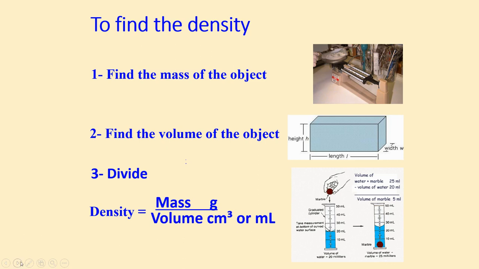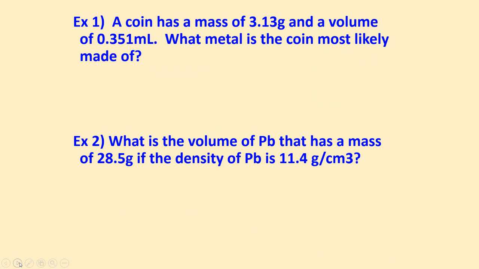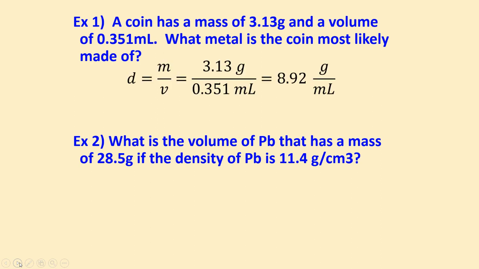Let's do a couple of examples. Our first example says a coin has a mass of 3.13 grams and a volume of 0.351 milliliters. What metal is the coin most likely made of? Well, since we have a mass and a volume, that's going to tell us that we need to calculate the density. So our formula for density is mass divided by volume. My mass is 3.13 grams, my volume, 0.351 milliliters. When I divide those, I get a density of 8.92 grams per milliliter.